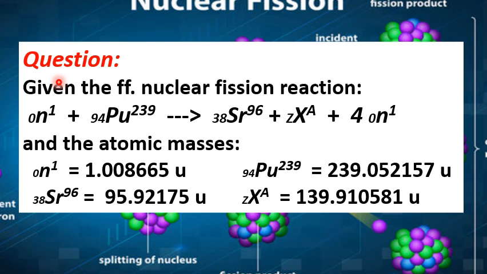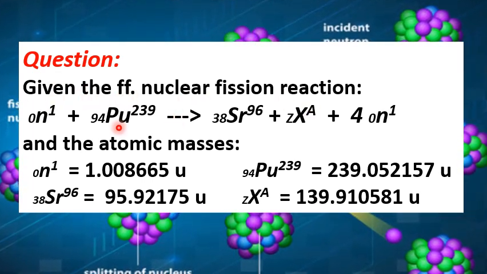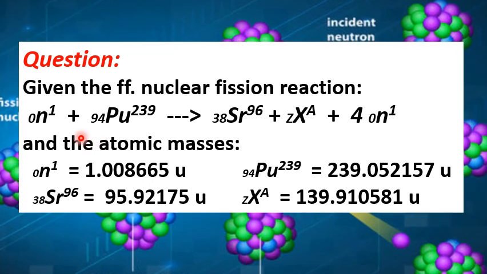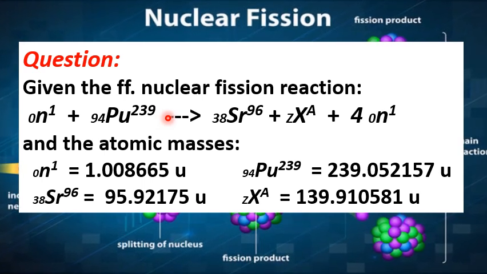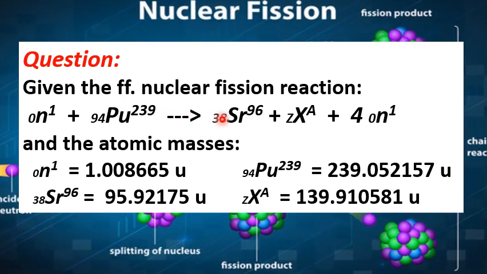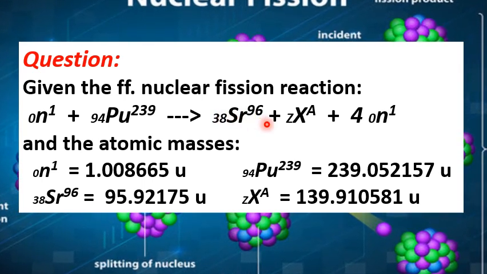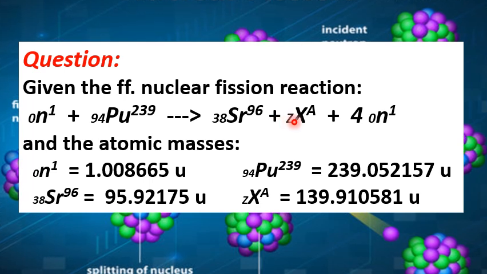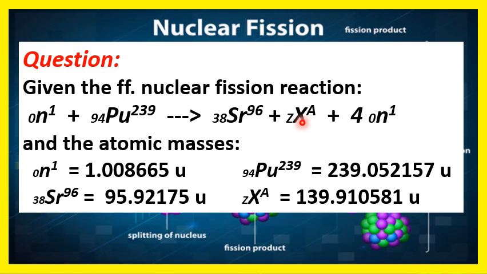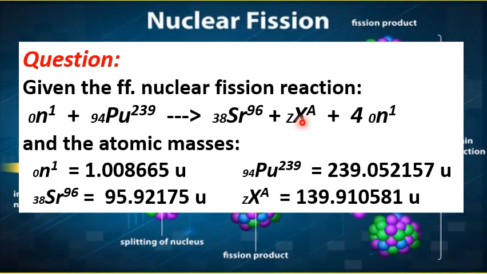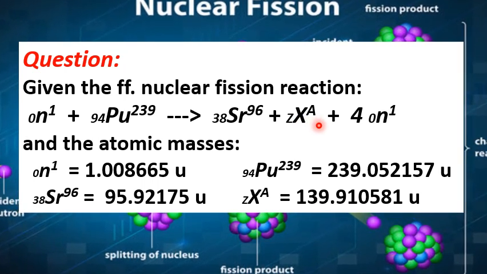The question is, given the following nuclear fission reaction, a neutron particle combines with an unstable plutonium-239 isotope and splits into a less massive strontium-96 and an unknown isotope denoted here as X with a mass number capital A and an atomic number capital Z, and at the same time releases 4 neutron particles.